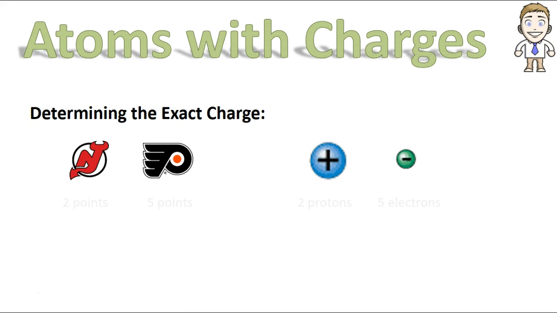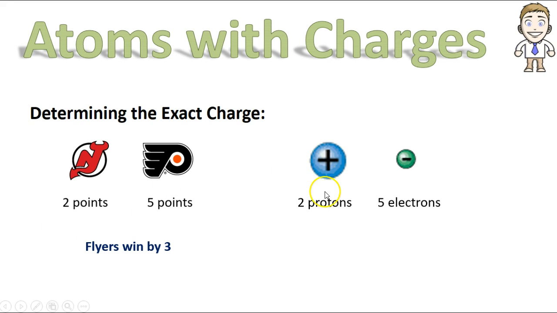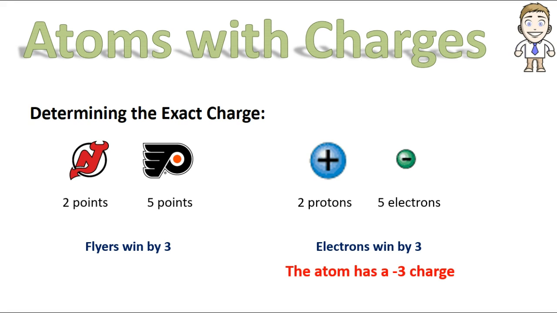In a different example, what if the score of the hockey game was 2-5? Everyone could say the Flyers win by 3. Well, if you had the same score, protons versus electrons, and there's 5 electrons, everyone could say the electrons win by 3. The only jump now is, if the negative team wins by 3, you should be able to call that atom a -3 charge atom.